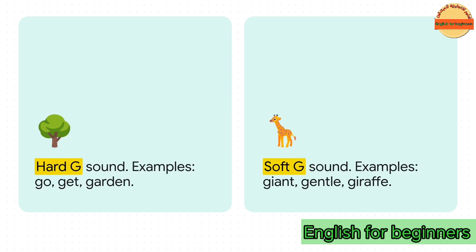And guess what? The letter G plays by the exact same rules. It's got that hard g sound in words like go and garden. But, you guessed it, when it's followed by an E, I, or Y, it often softens to a j sound, like in giant or gentle. Once you see that pattern, it's a total game changer.